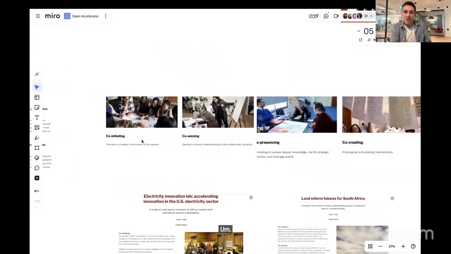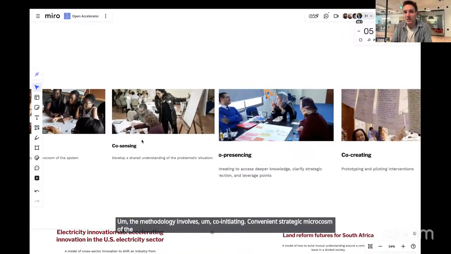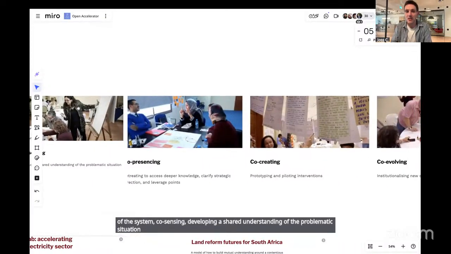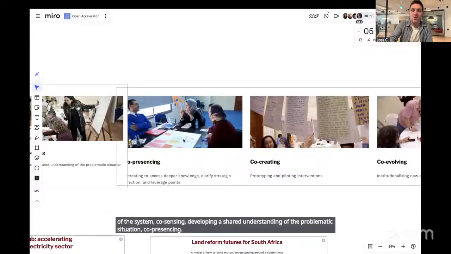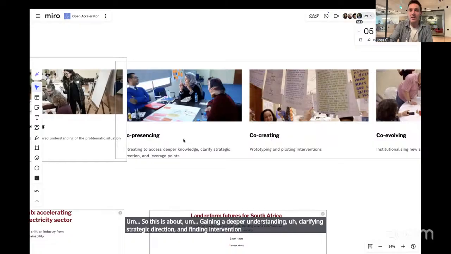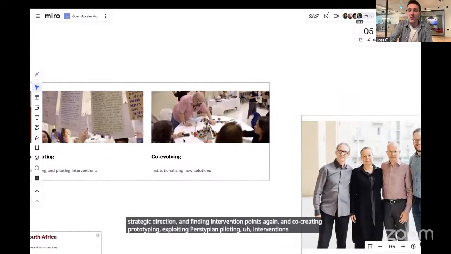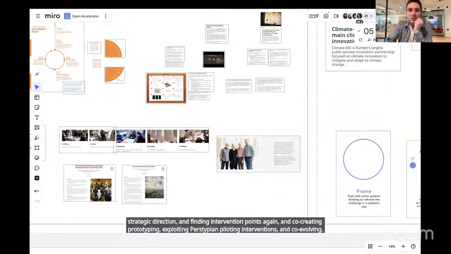Their methodology involves co-initiating, convening a strategic microcosm of the system, co-sensing, developing a shared understanding of the problematic situation, co-presencing. So this is about gaining a deeper understanding, clarifying strategic direction, and finding intervention points again, and co-creating, prototyping and piloting interventions, and co-evolving. So certain similarities there, again, right?